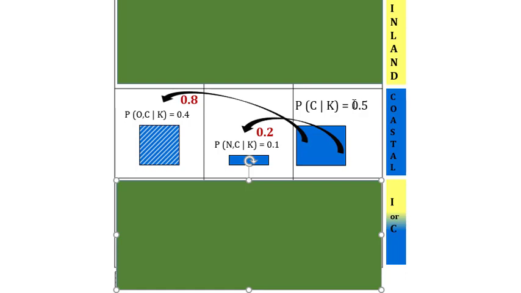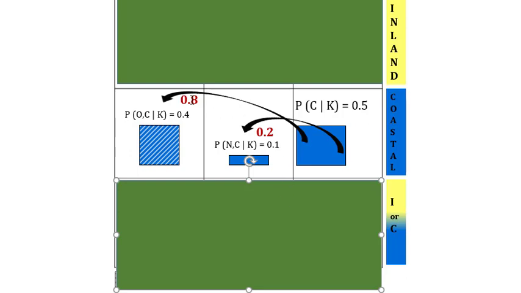Okay, so if we multiply the marginal times the conditional, we get the joint. Same again, 0.5 times 0.8 equals 0.4. 0.5 times 0.2 equals 0.1. Okay, the marginal times the conditional equals the joint distribution probability.